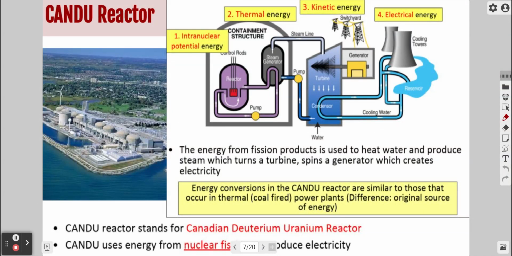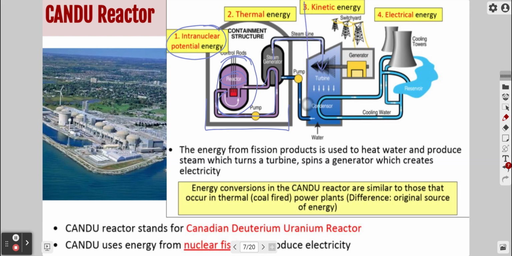Right, CANDU reactors, or any kind of nuclear reactor, is very similar. So we have an internuclear potential energy that is in that uranium or plutonium. All right, so in here this is our containment structure. This is where our reaction is happening in the reactor. This is where the heat is being released. You can see the heat is pumped and coming back here. So the steam is not actually touching the reactor, but it is going up through the steam line, and then the steam is turning the turbine.